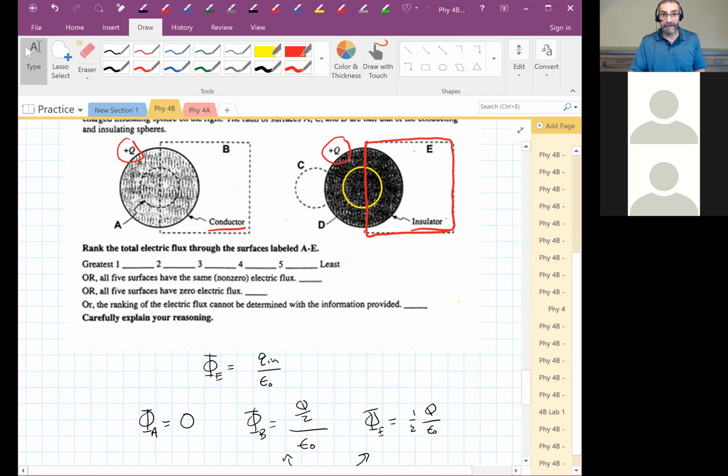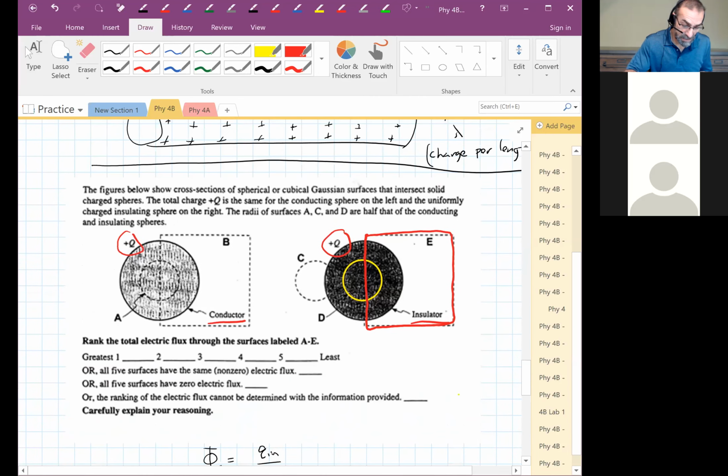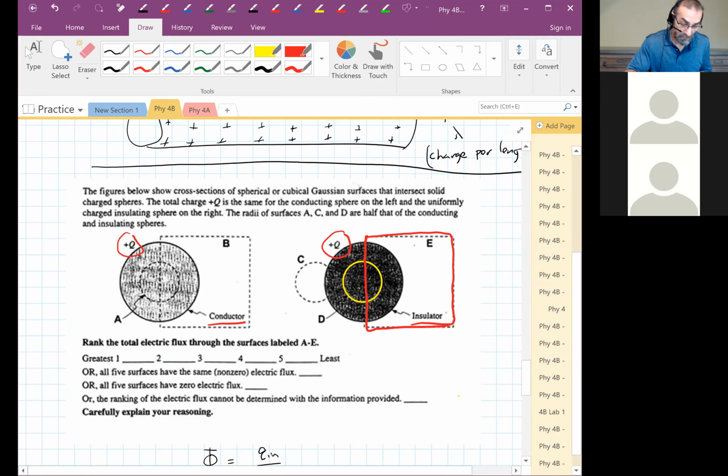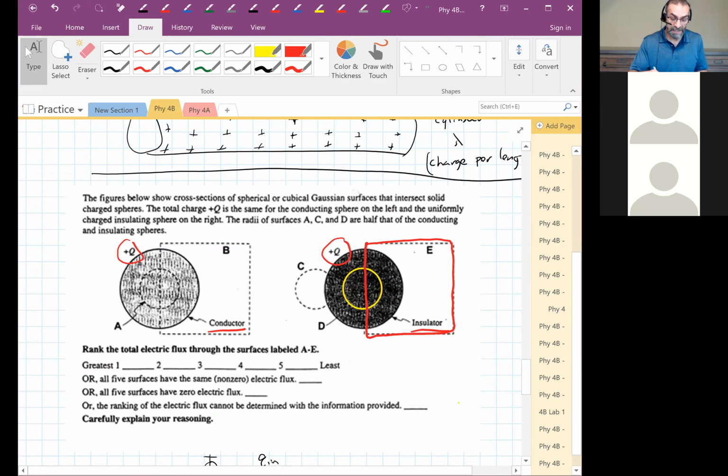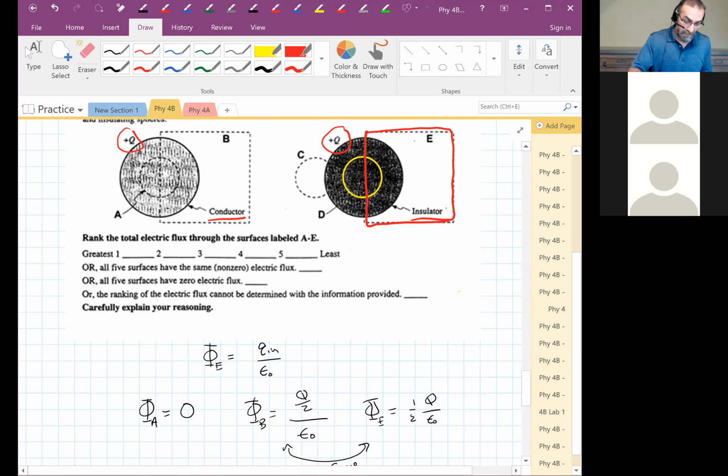D has some charge, but less than half. Did they tell us what the radius was here? Yeah, the radii of A, C, and D are half of the total radius. So if the radius is half as much, the volume is going to be a lot less than half, right? So D is going to be less than half. C is going to be less than D. C just has a little tiny bit of charge, right? But more than zero.